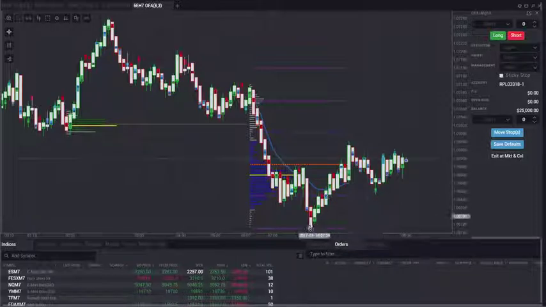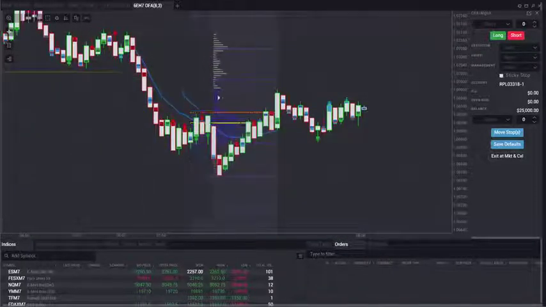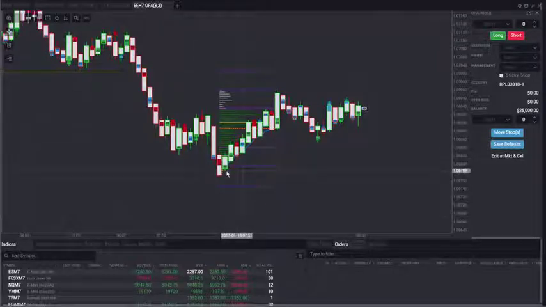Let's begin testing it from this low. I'll bring my profile over, and up until this point, it all looks very nice. However, you can see that we have now crossed the volume-weighted average price.